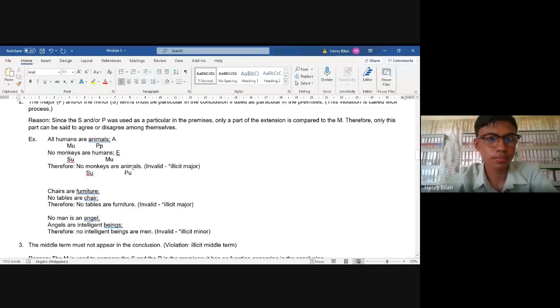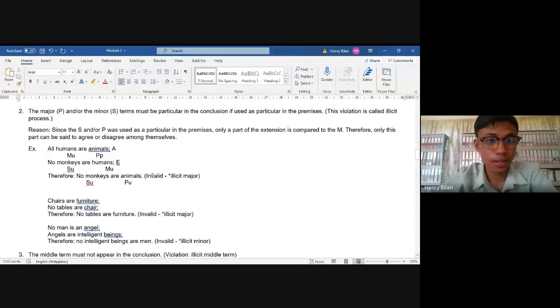Okay, ulitin ko. Illicit major ito kasi yung major term natin is distributed siya dito kasi universal. Pero dito, undistributed siya. Sinabi ko na kanina yung palatandaan: kapag A, the subject is distributed and the predicate is undistributed. Kaya dito, distributed ito, ito undistributed. Kapag E naman, both are distributed. So this is illicit major.